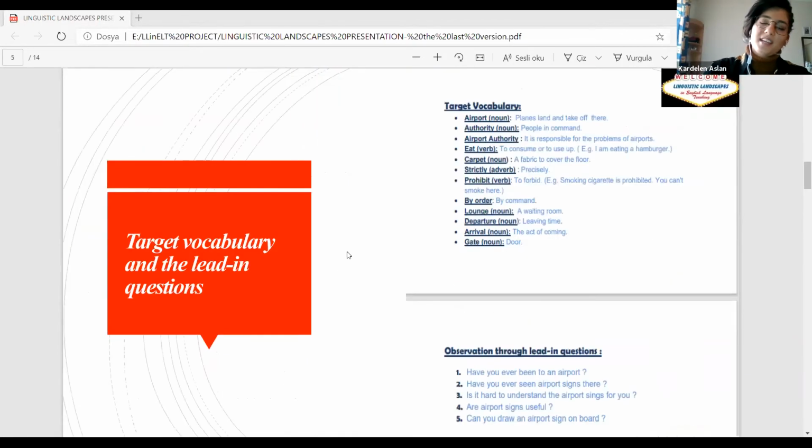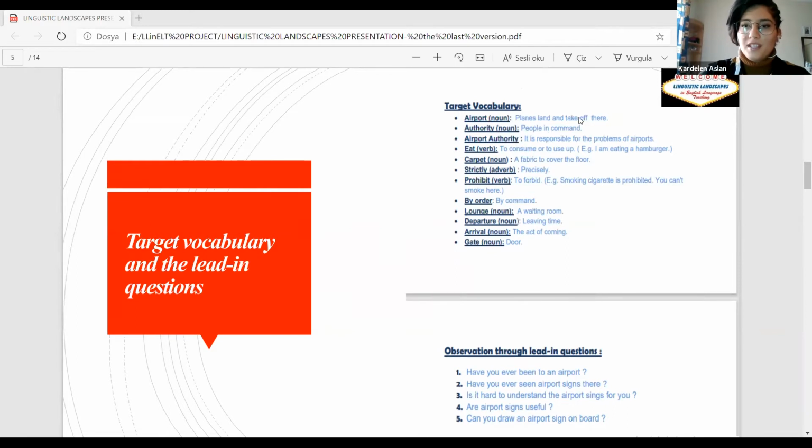Let's get started with the pre-activity session. Firstly, the students will be introduced to some of the target vocabulary related to the airport signs, which can be seen in the 3 photographs we have brought to our material. And also, as you can see in the target vocabulary section, the teacher will just introduce this vocabulary, and the students will have an idea about the vocabulary related to the airport signs, and we have categorized these words. So it's really easy to just learn about them.